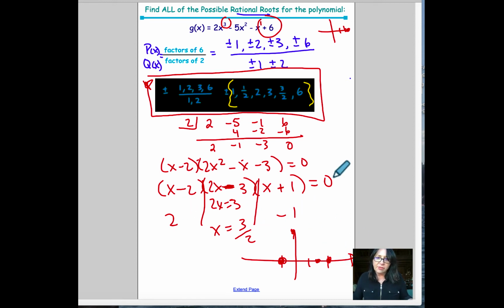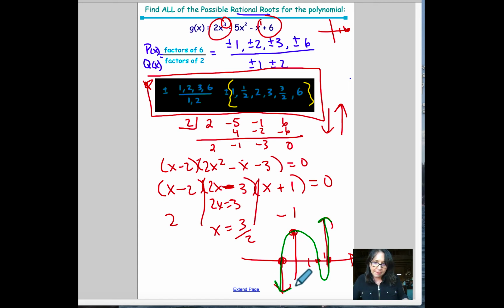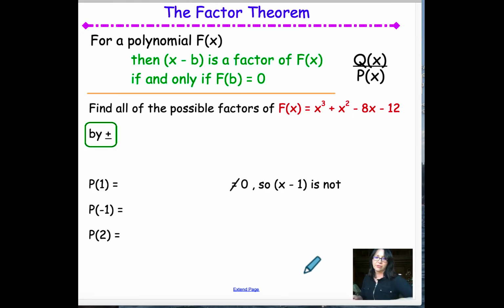So again, this is a cubic, 2x cubed. It's positive. That means my end behavior goes up right, down left. And try when you're making your graph to go through all the points, because they're all to the 1 power. So we're going down, up, and down like this. And again, by no means is this perfect, but it's just a sketch of what it actually looks like.